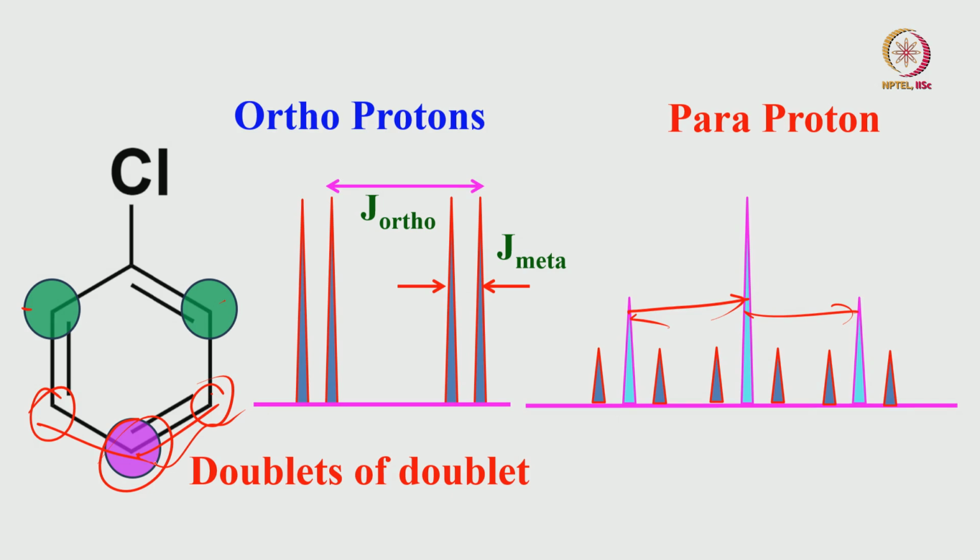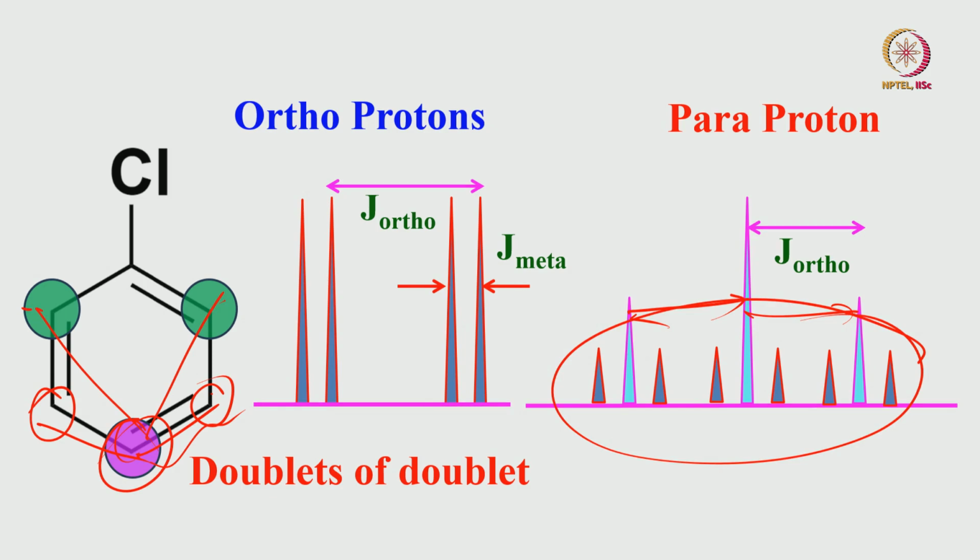When the couplings are identical, as we also discussed, you will get a 1 to 1 to 1 triplet because two lines at the center overlap, and each line of the triplet has a meta coupling like this, becoming a triplet of triplets. If you have a para proton in a monosubstituted benzene, you get a pattern like this, a triplet of triplets. So, easily you can identify that and make the assignment. This is called a triplet of triplets.